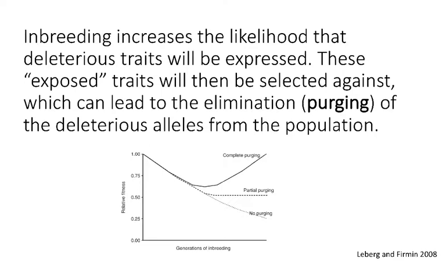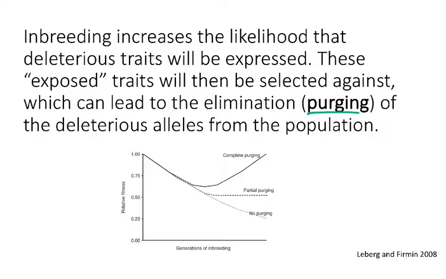So overall, inbreeding increases the likelihood that bad, harmful traits will be expressed. What can happen though is if you expose those traits, so let's think about those population of birds where they were all blind and they all ended up dying, right? If you're a blind bird that dies, that means you can't reproduce. So any individuals that are able to survive would be the ones without those deleterious alleles. So this idea of purging refers to the fact that once you have those exposed traits, they're selected against, and those deleterious alleles can be eliminated or purged from the population.